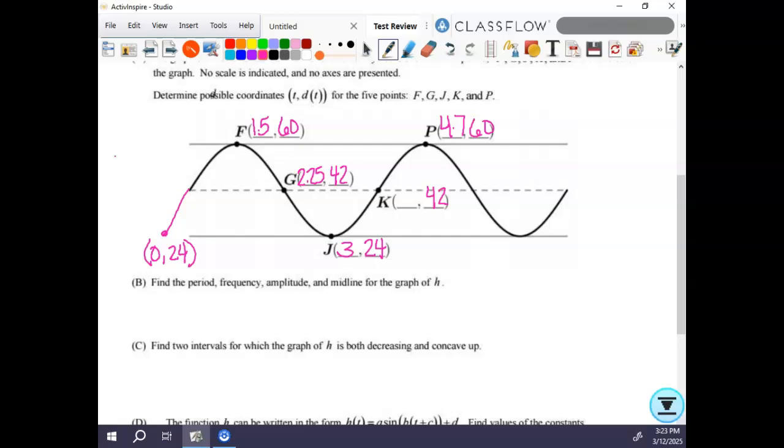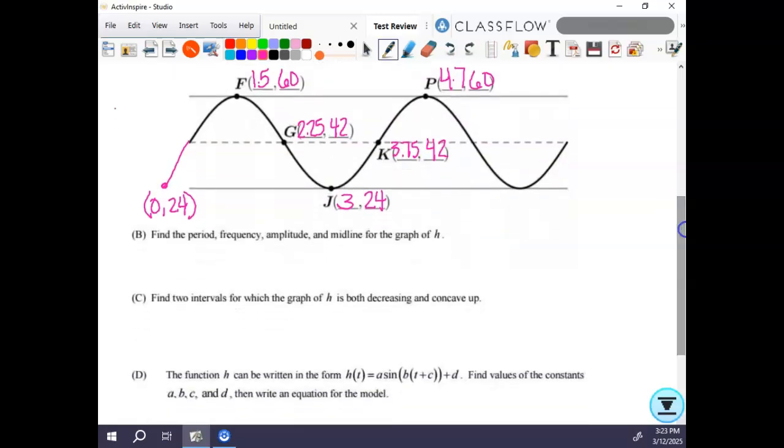And then 3.75. All right. And then this asks me to find the period, frequency. So I need the period, the frequency, the amplitude. I'm going to put A and P because it is different than just A, and the midline. Okay. Well, midline is right here. That is at y equals 42.